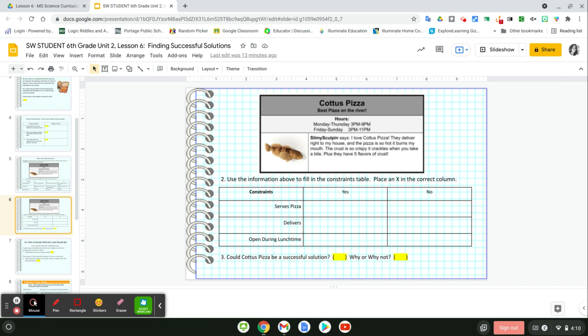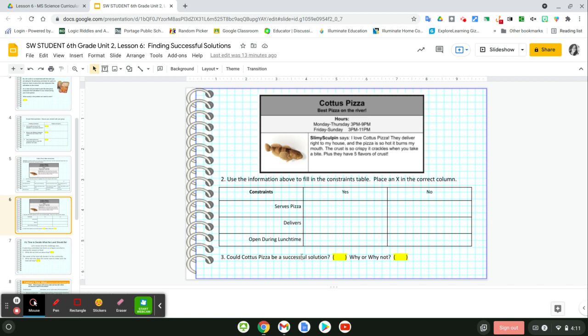Okay, so does the pizza place serve pizza? Yes or no? Does it deliver? Yes or no? Is it open during lunchtime? Yes or no? Again, if any of the constraints have a no, you cannot use this solution.